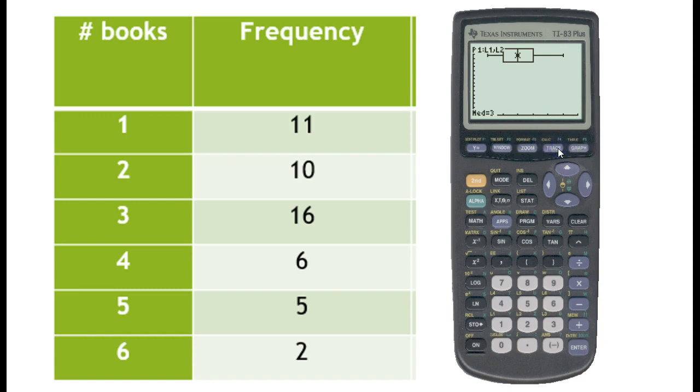Now, if you hit trace, this is where we're going to get some interesting information, right? Our median is 3. Our Q1 is 2. Our minimum is 1. Q3 is at 4, and our max is at 6. So that's how you create a histogram and a box plot on our TI-83.